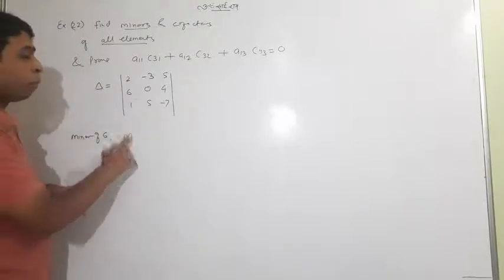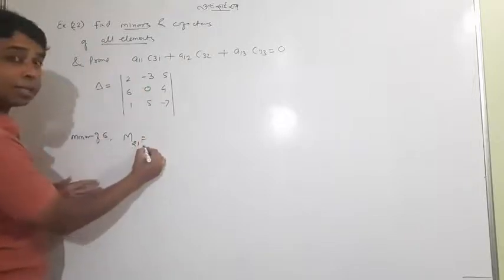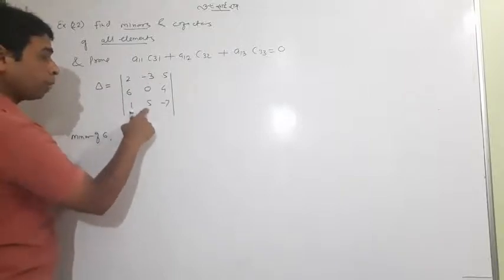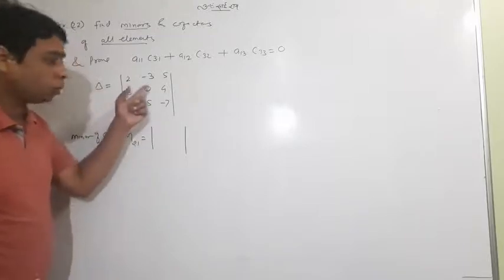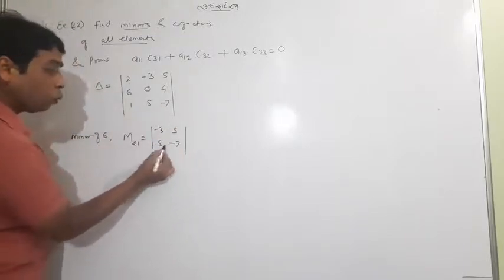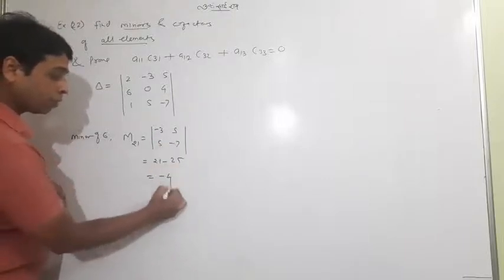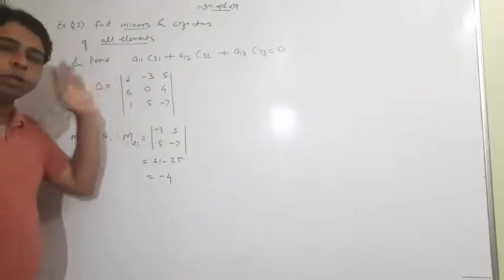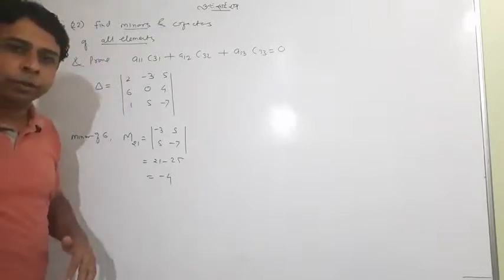First, go with the symbol: second row, first column. And what is the answer? Drop this row and column. These 4 elements remain here. Write them as a determinant, because it is 3 by 3. So the answer is the determinant of -3, 5, 5 and -7. Open it: 3 times 7 is 21, 5 fives are 25. The answer is -4. And as I have taught you, you can use this concept and find the minor of each and every element.